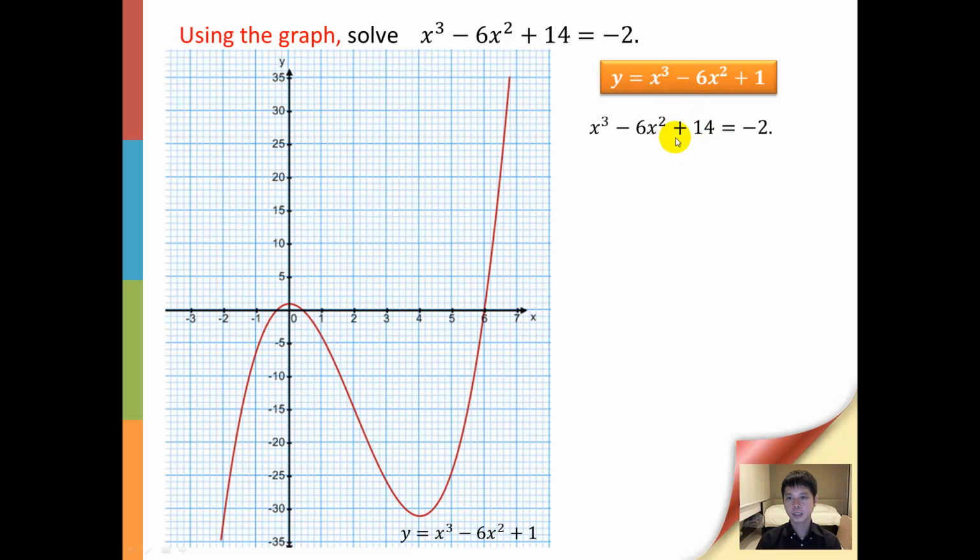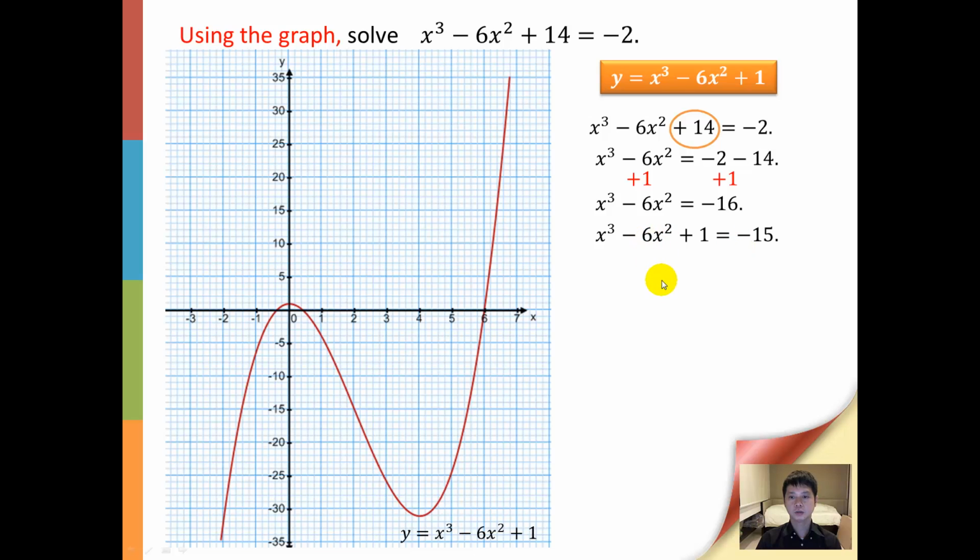Yes, you will notice that this part of the equation is different, and hence we will need to shift it to the right hand side. Simplifying, we will have this. To make this part of the equation the same as the curve, we will need to plus 1 on both sides, and hence we will have this equation.